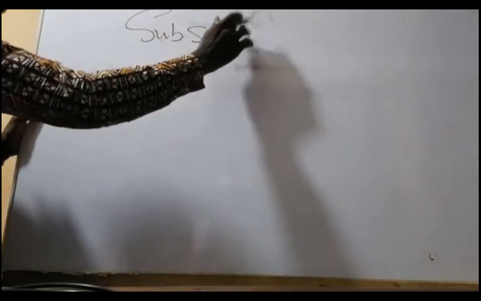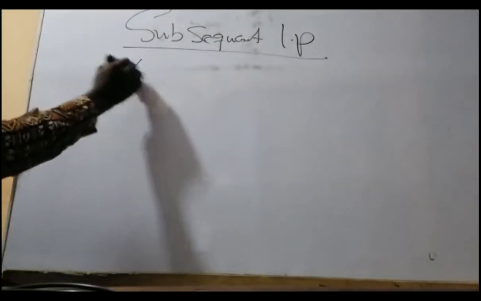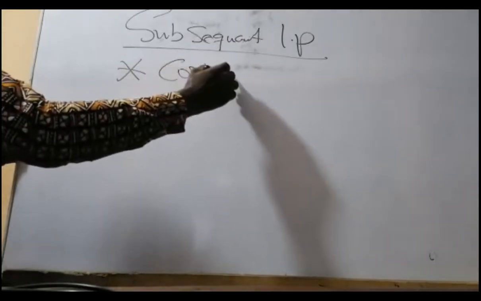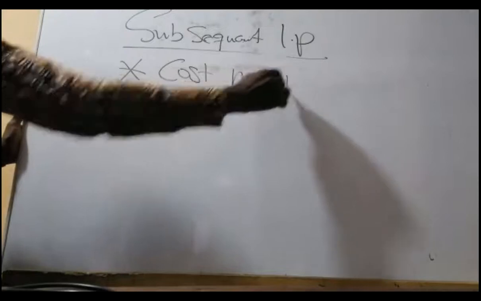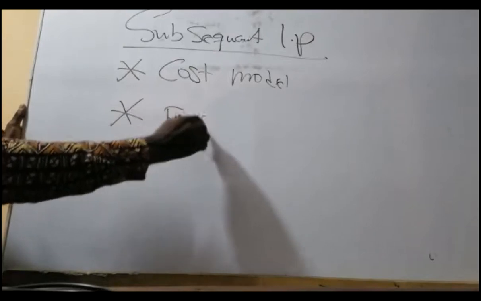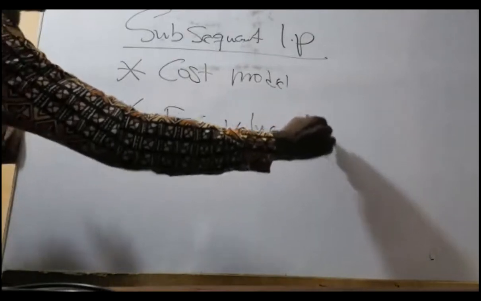Now let's see. Subsequent measurement of investment property. Let's call it IP. Now the entity has to choose between two models. What are they? First, the cost model. Second, the fair value model.